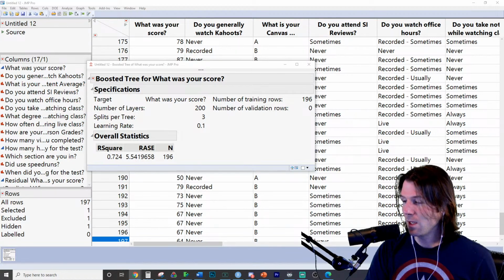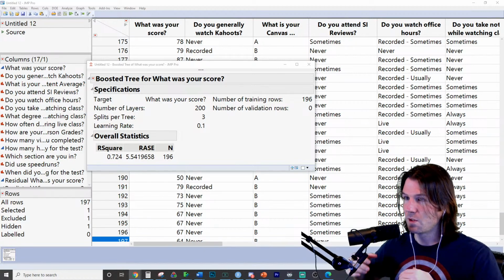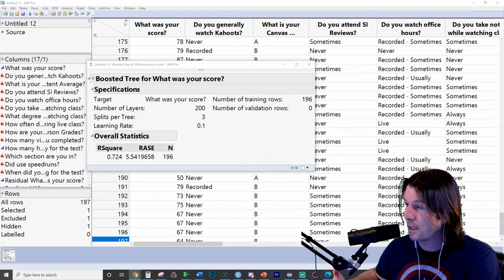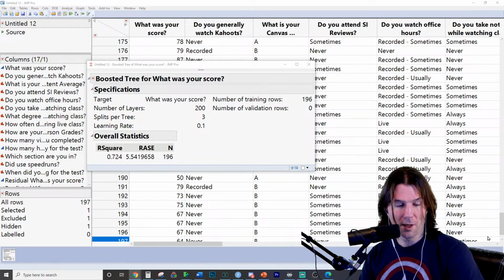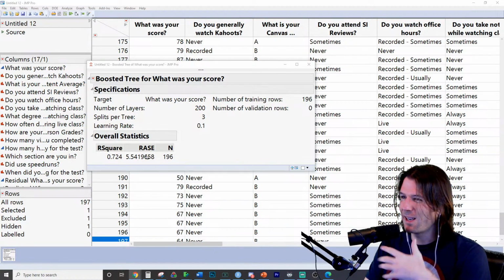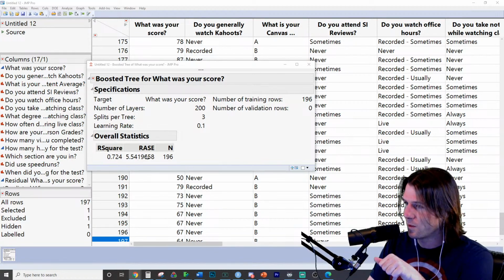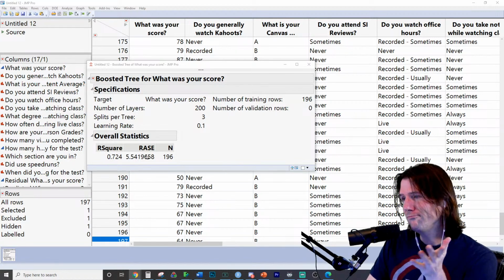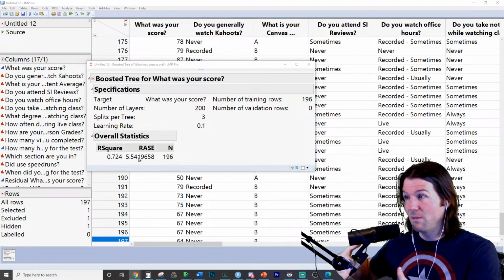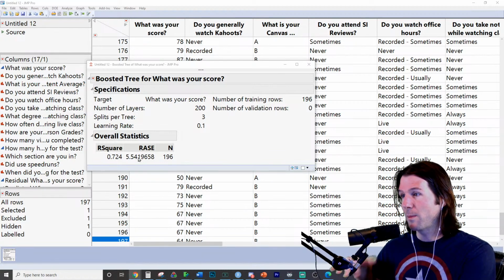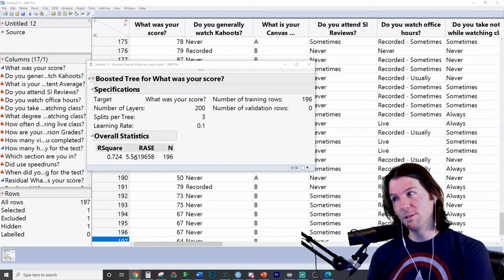Which means this model I've made does what? Just think about how we talk about R squared. This model now accounts for 72.4% of the variation in people's grades. The model typically misses predicting someone's grades, on average, by about 5.5 points. So if I say you're going to make a 90, you'll probably make between an 85 and a 95. So this model typically misses the prediction someone is going to get on the test by about 5-ish points.